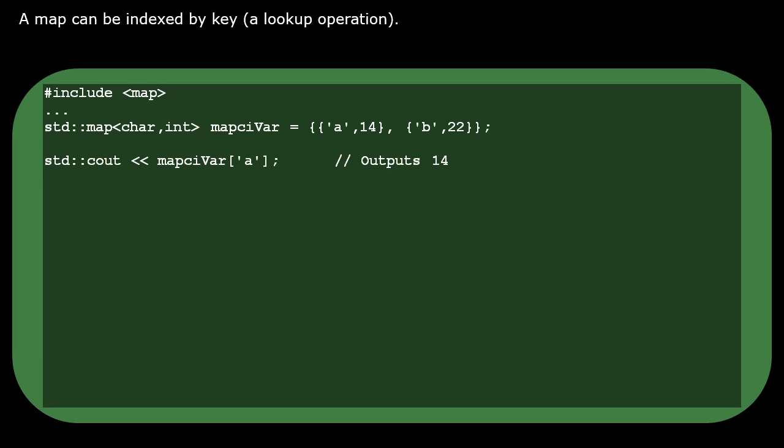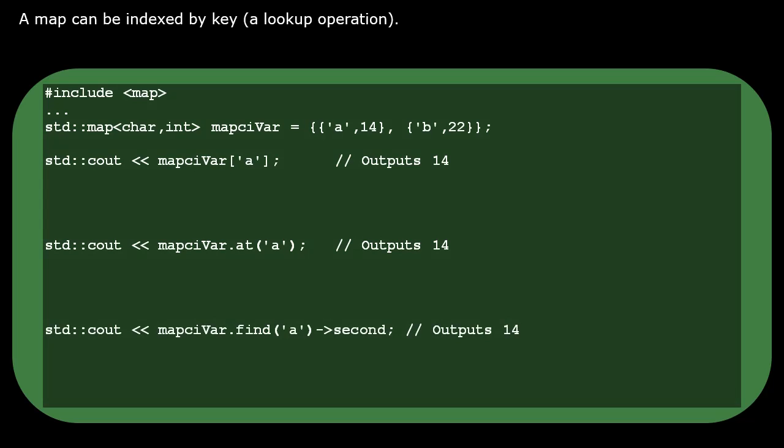STL's maps provide three methods in which you could do indexing. The first method uses the C language's array bracket symbols. The second method passes the key as a parameter to this at function. And the third method calls this find function, which returns an iterator to the item in the collection which has the requested key.